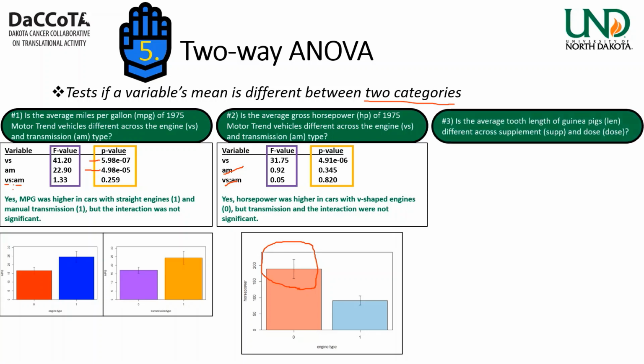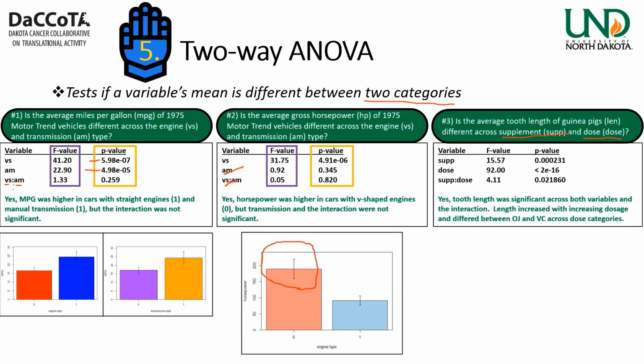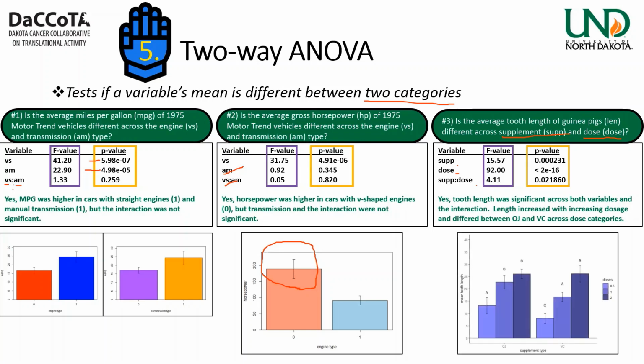Go figure. All right, let's reassess our guinea pigs that we saw earlier, but we'll look at both supplement, what we saw before, and dose. So two different variables. Dose, you can think of it as numerical, but you can also treat it as a category, which we're doing here. We find here that all three, the supplement, the dose, and the interaction, were significant. So let's plot the interaction.